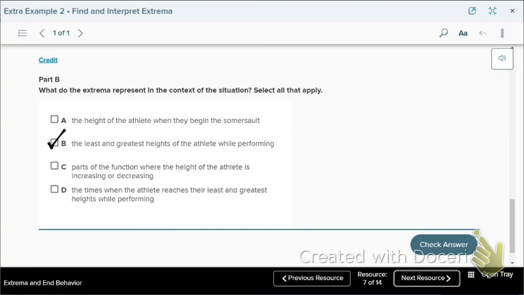The times when the athlete reaches their least and greatest heights while performing. Would the extrema tell me the times that they're doing that? Yes. The extrema will tell me both of those. It tells me the times and it tells me what the heights are. All right. That's where we're going to stop for today. Tomorrow we'll talk about how to describe the behavior of what's happening on the left and right end of my graph.